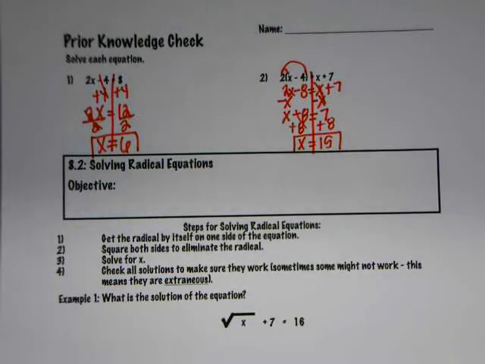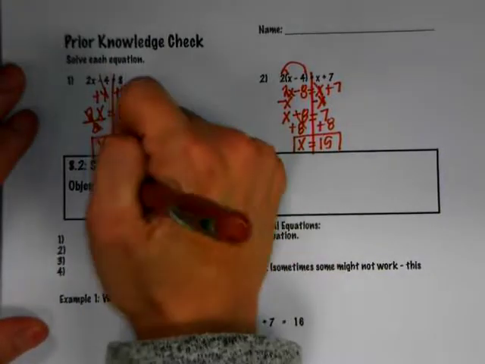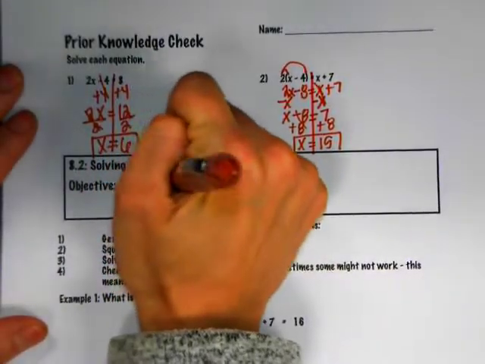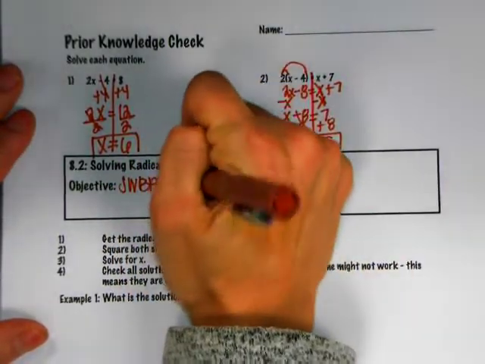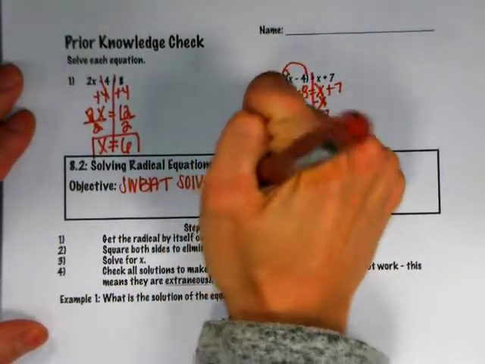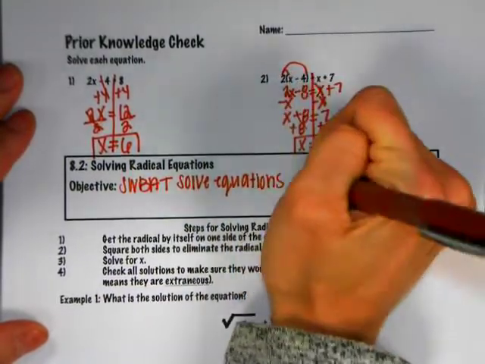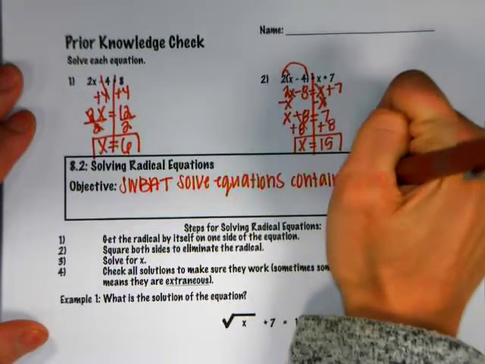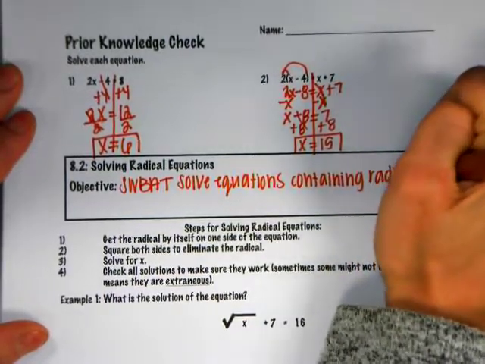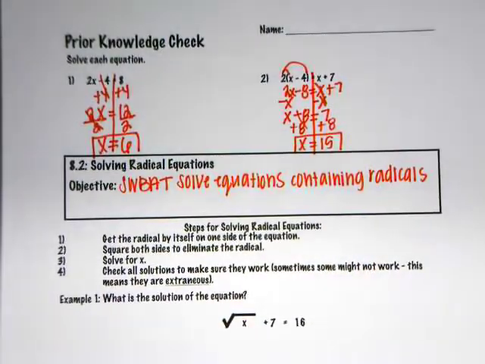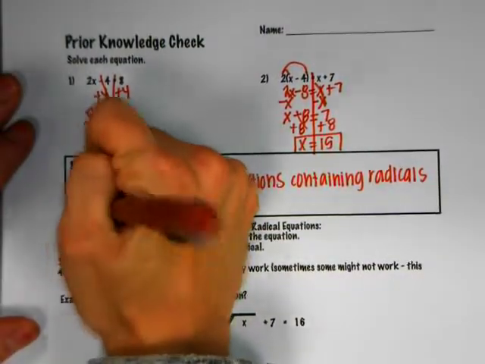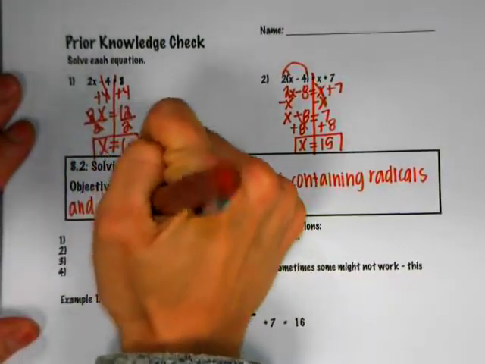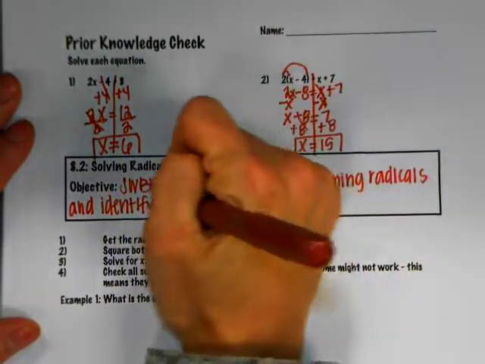All right, so we are doing equations today, but we're doing equations that have radicals in them, so they're like square roots in the equations. So your objective is students will be able to solve equations containing radicals and identify extraneous solutions.